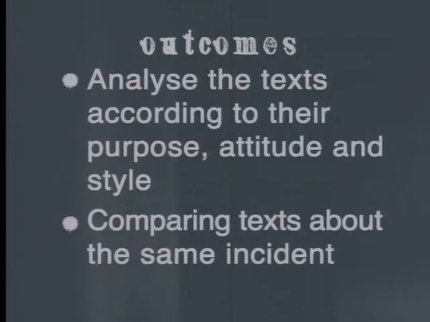By the end of this lesson, you will be able to analyze texts according to their purpose, attitude, and style, and compare texts about the same incident.